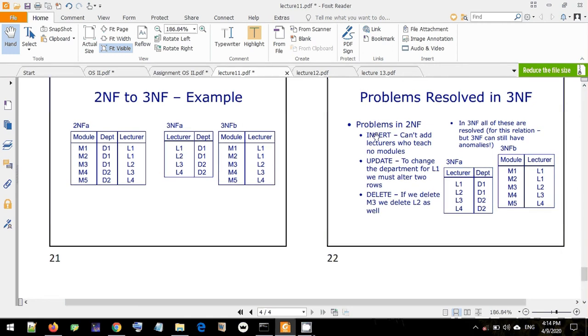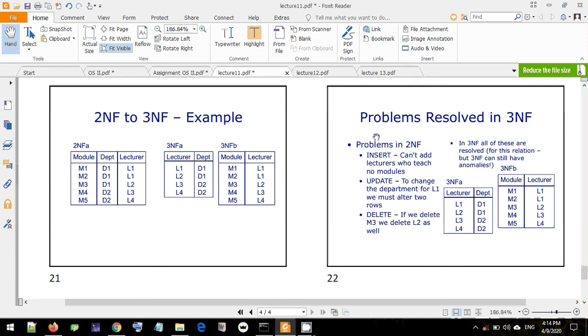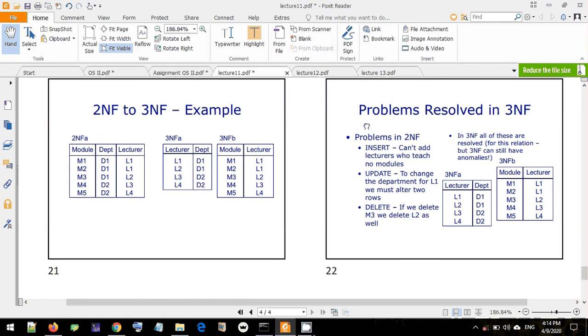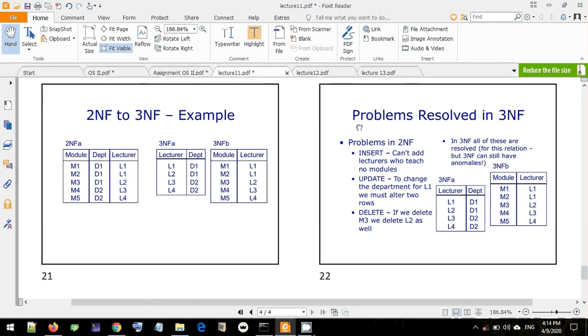Now let's see some of the problems which we've resolved by eliminating the transitivity dependence. These are the problems which we had in the second normal form. You see that at first we could not add lecturers who teach no modules, but given the fact that we now have this table in the third normal form, we are now able to add a lecturer who has no module, because the table consists only of lecturer and department. So we can add a lecturer who is teaching no module, and the lecturer just belongs to a certain department.